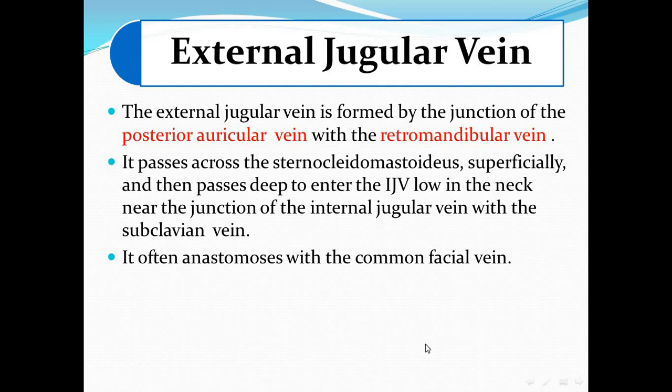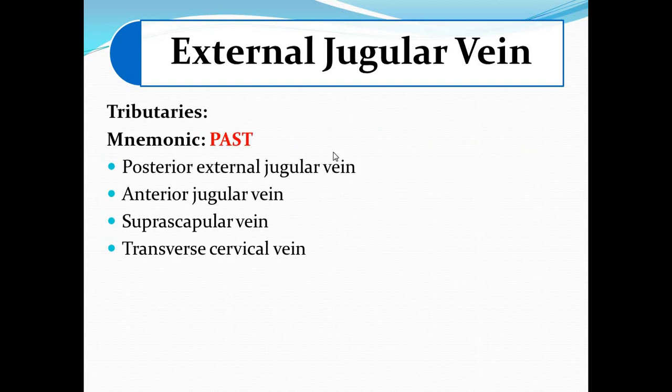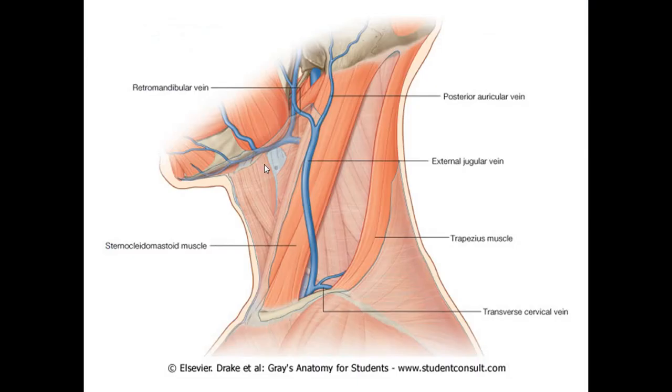The external jugular vein usually anastomoses with the common facial vein. So there is anastomosis between the internal jugular vein and the external jugular vein tributaries. This mnemonic helps to remember the tributaries of the external jugular vein. PAST: P for the posterior external jugular vein, A for anterior jugular vein, S for suprascapular, and T for transverse cervical vein. Let's have a look at the external jugular vein here.